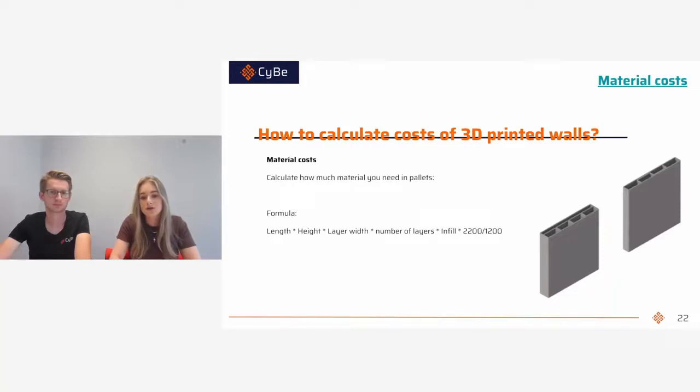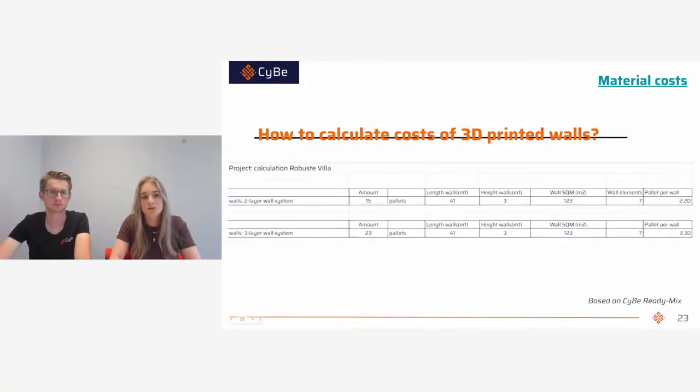So to put the aforementioned into practice, we will fill in the length of the walls and the height, and this will calculate the square meters of the wall that we have to print. Based on the formula, the amount of pallets that we need to use for this wall is calculated. So this means for our 7 elements for the robust villa, we need a total of 15 pallets for a 2-layer wall system.